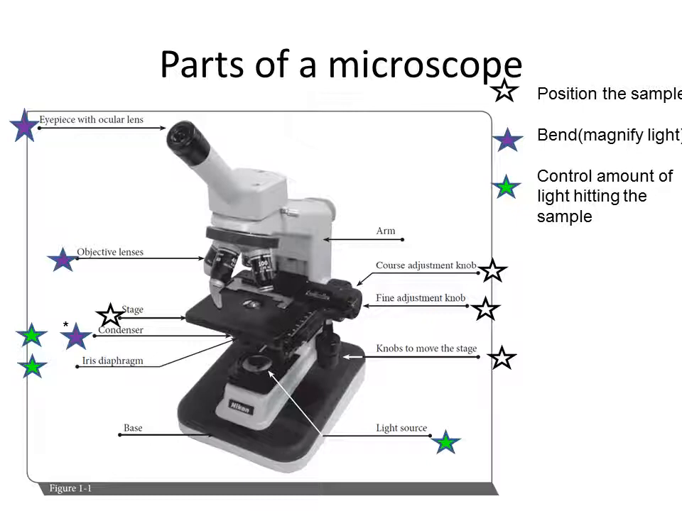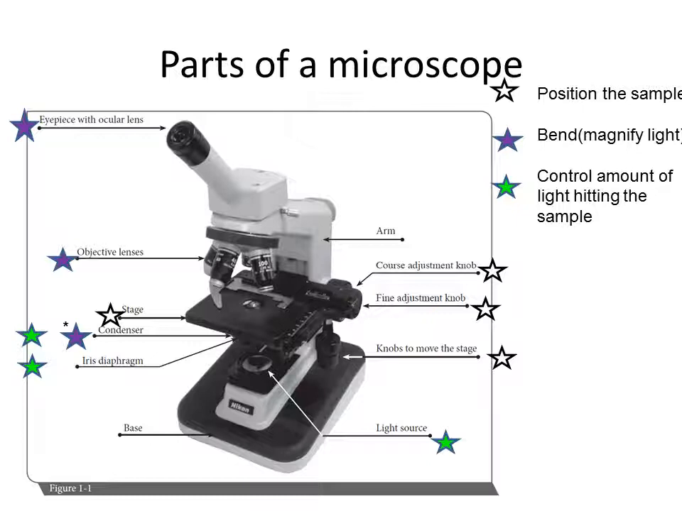Note that you only use the coarse adjustment when you're on the lowest power, the scanning power, the 4x lens. That's the only one that has enough clearance that you don't risk smashing the slide against the objective lens, damaging the sample and the lens. And then there's knobs that control the X and Y coordinates on the stage. Those are all about moving the sample around.